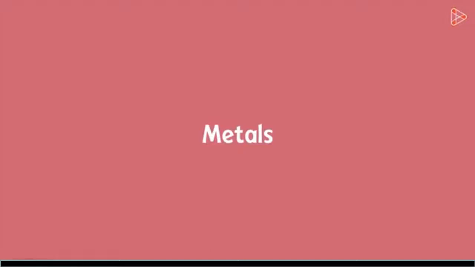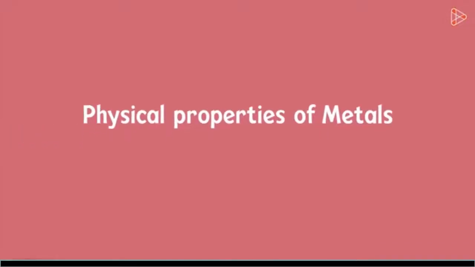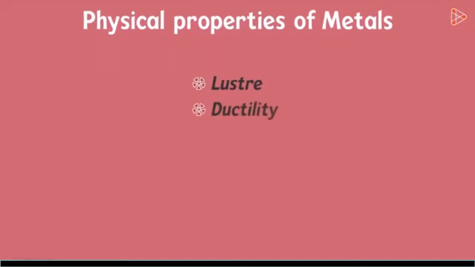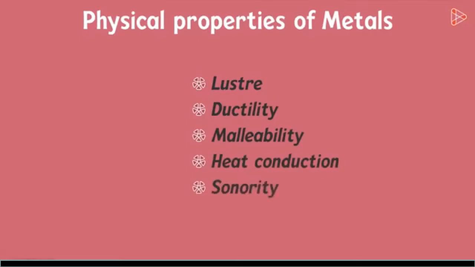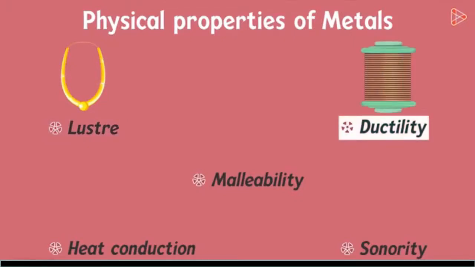Can you tell me the most important physical properties of metals? Yes, luster, ductility, malleability, conduction of heat, and sonority. So can we mention a few uses based on these properties? The fact that they are lustrous makes them useful for making jewelry. Yes, metals are lustrous, which means they generally shine. We can also make wires out of metals due to their ductile nature.